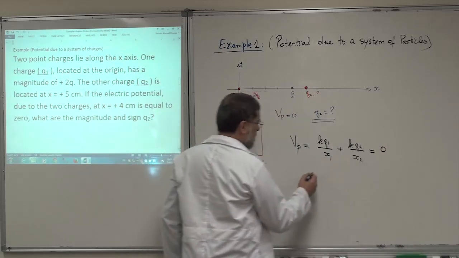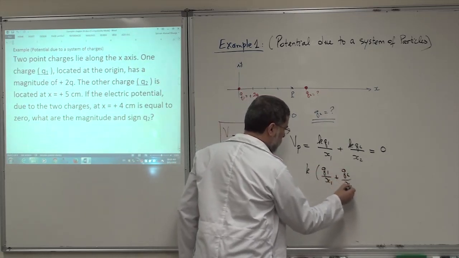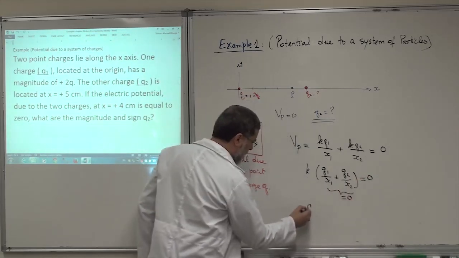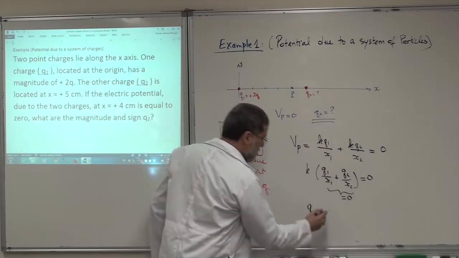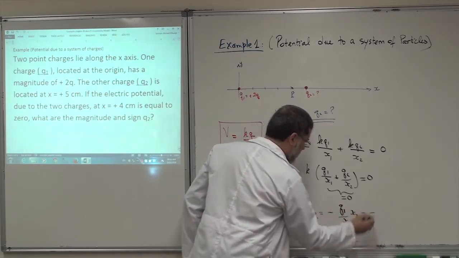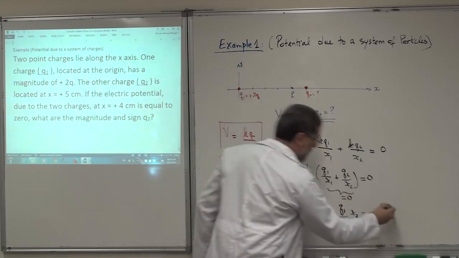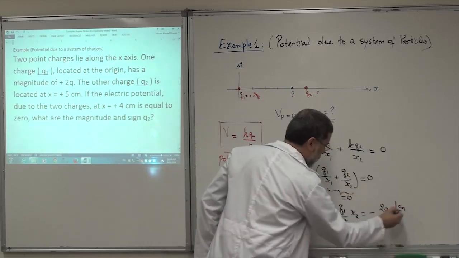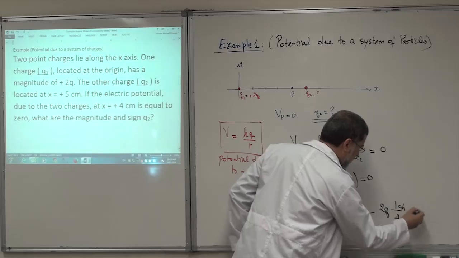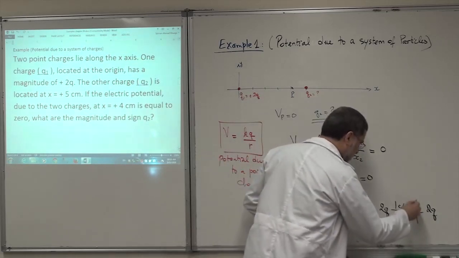So if this is equal to 0, it means that k times (Q1 over x1 plus Q2 over x2) has to be equal to 0. Since k is not 0, it means the bracket is equal to 0. So from there we get Q2. We are looking for the charge Q2. Q2 will be minus Q1 over x1 times x2. Let's put the numbers there. Minus Q1, which is 2q, times x2, which is 1 centimeter, over x1, which is 4 centimeters. Of course, centimeters will cancel, and you get minus 2q. And this is the final answer for this example.